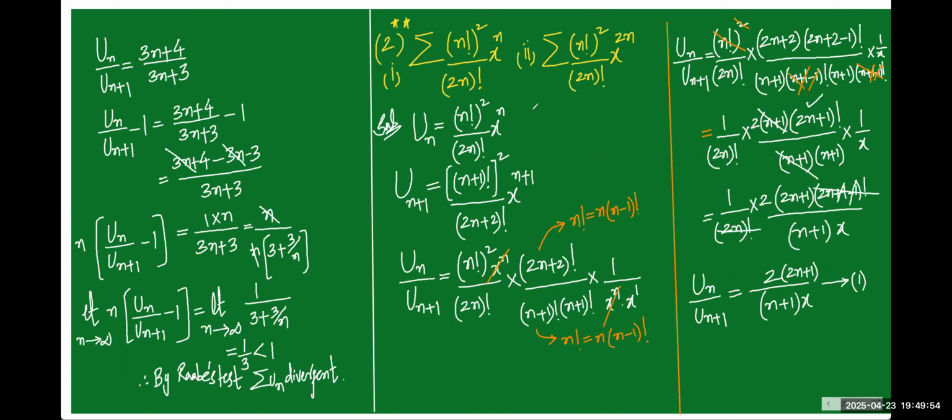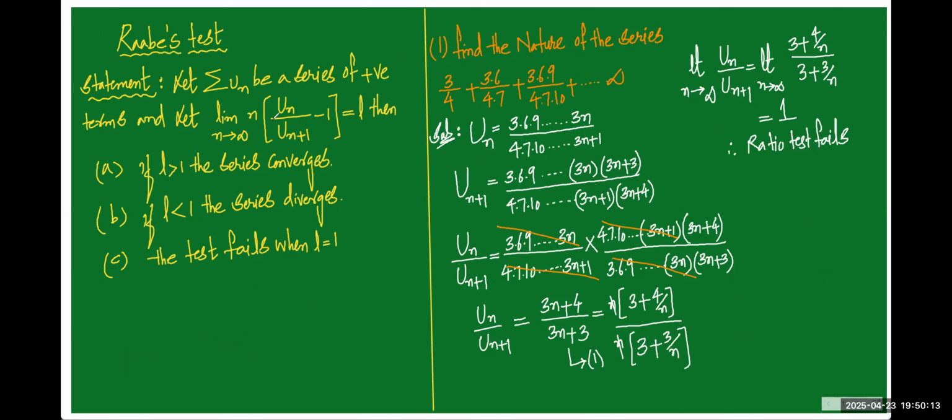This question is very, very important. Look at it once again from the start; if you see any difficulty, tell me. Sir, one doubt: why are we multiplying n on both sides in Rabi's test? That is the rule of Rabi's statement. See this one, this is your statement: un by un plus 1 minus 1 into n, and then taking the limit. The statement itself says that we have to multiply. Okay, sir.